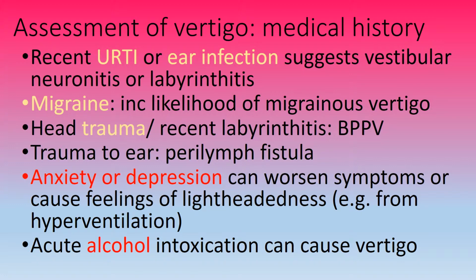Assessment of vertigo: medical history. A good history may lead to an early diagnosis. A recent URTI or ear infection may suggest vestibular neuronitis or labyrinthitis. Also ask about migraine, including the likelihood of migrainous vertigo. If we ask about the history of migraine and reach a diagnosis of migraine in the past or present, it may be a vertigo related to migraine.